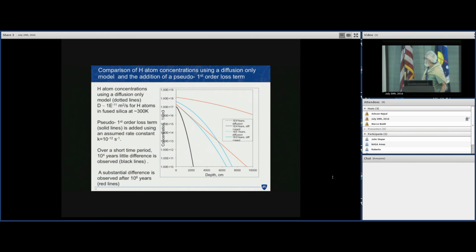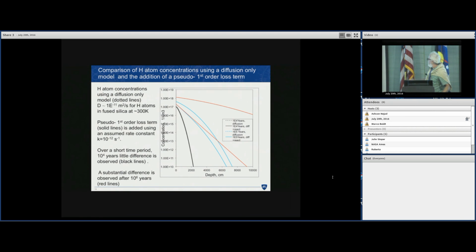Okay, so when you do that, you get a distribution function, which is a concentration versus depth. Okay, and this is the diffusion on there too. Unfortunately, this did not come out very well. There's a dotted line and a solid line. The dotted line is the diffusion only model, and this is a big deal. So if there's anybody in the community who knows a better number to use than this, I want to hear it. We're using the diffusion constants for hydrogen atoms in fused silica. Okay, so the dotted lines are up here, here, and here. Okay, and you can see that you have a loss rate. Now I add pseudo first order losses, and the dotted line and the solid line lie right on top of one another.